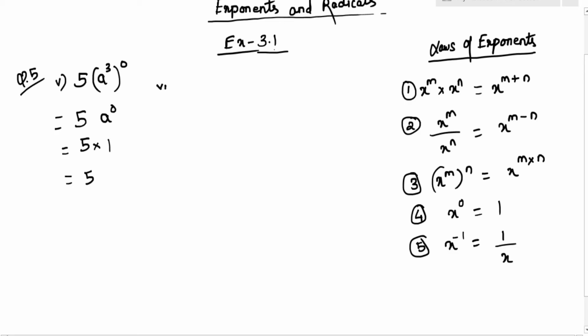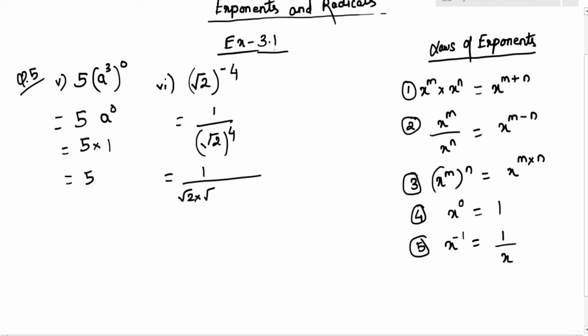Next is number sixth one, root 2 whole to the power minus 4. Now first you need to make it in a positive power, that will become 1 by root 2 whole to the power plus 4. So now you can write down 1 by root 2 4 times, root 2 into root 2 into root 2 into root 2. Root 2 into root 2 will become 2, root 2 into root 2 will become 2. So the answer will become 2 2's are 4, that is 1 by 4.